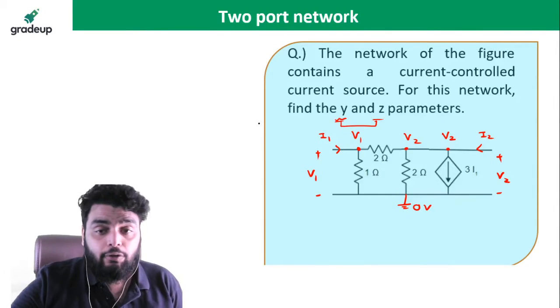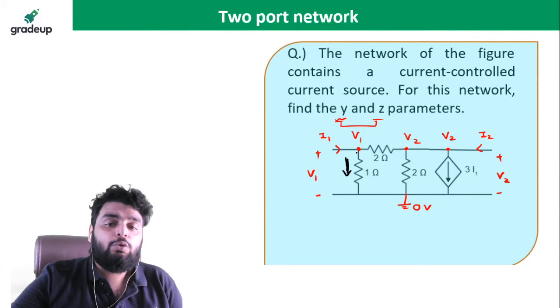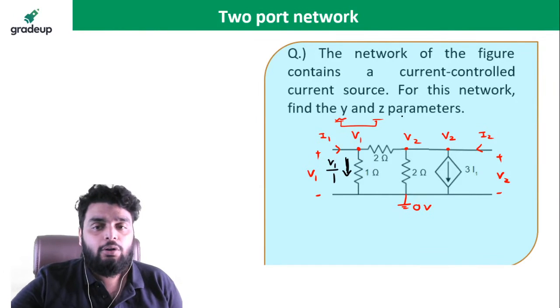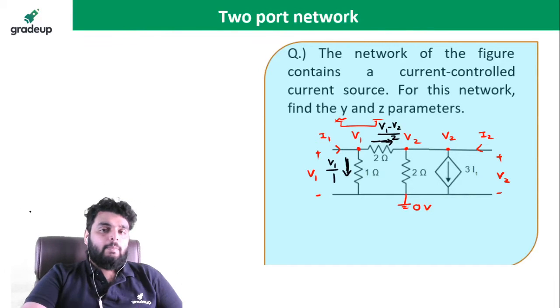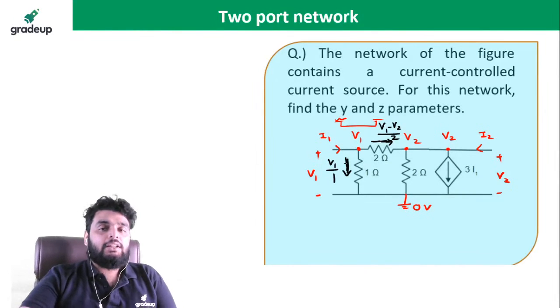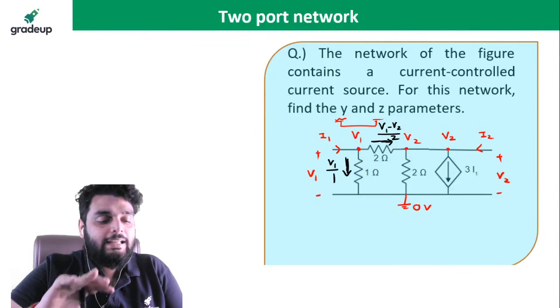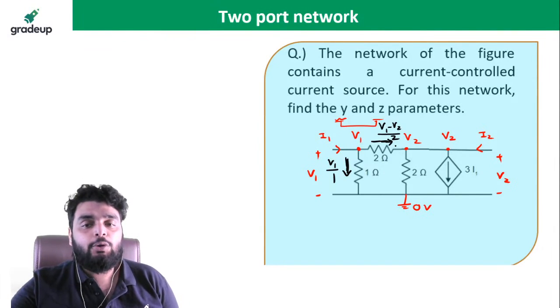Now see here very carefully. What will be the current flowing in this branch? You know the voltage is V1 and the resistance is 1 ohm, so the current will be V1 by 1. What will be the current flowing in this branch? The current will be V1 minus V2 divided by 2. I have a voltage and a resistance, so what is the formula for current? Higher potential minus lower potential divided by the resistance. The same thing I did here: V1 minus V2 divided by 2.